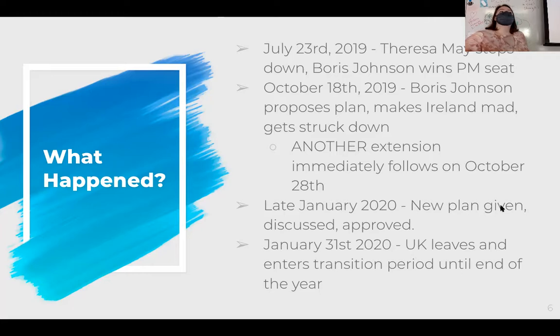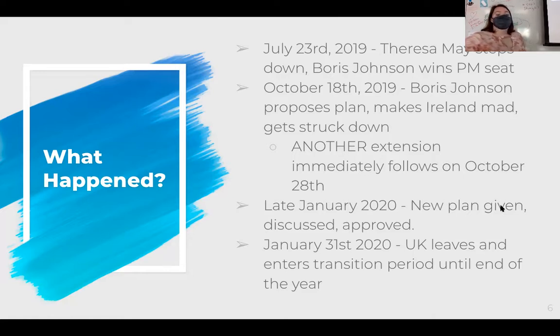However, some of the things that he was asking for were making specifically Ireland mad. And we'll see what the conflict is between the UK and Ireland in this instance in just a second. But specifically, Boris Johnson's plan was making Ireland very mad, and it gets struck down, because other countries are also agreeing with what was making Ireland upset.